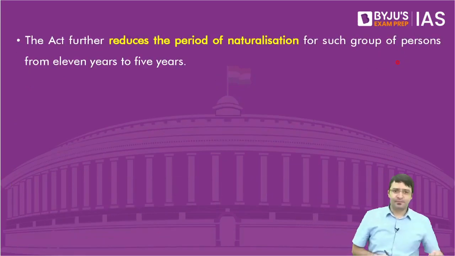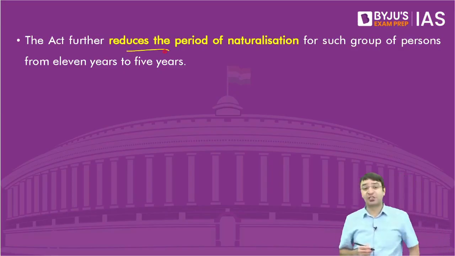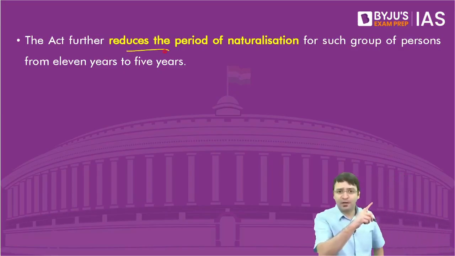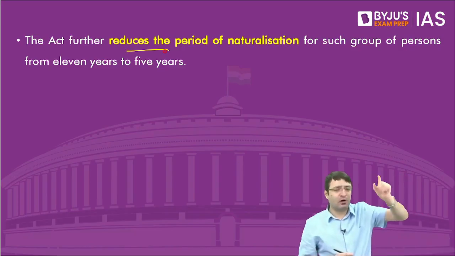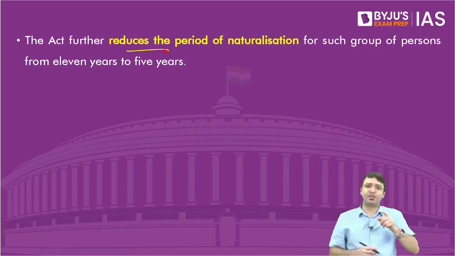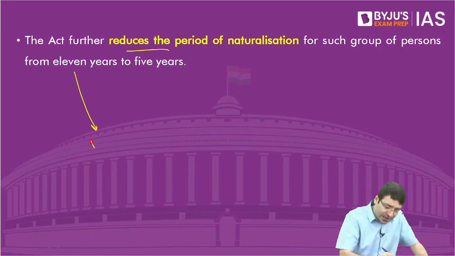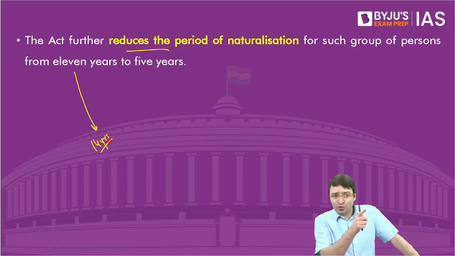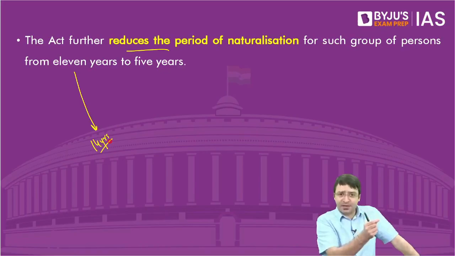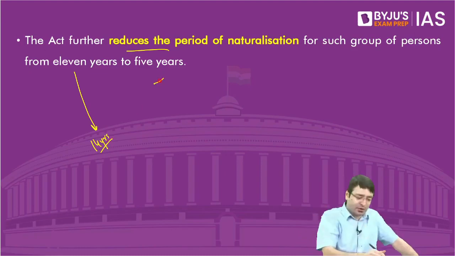Apart from this, as I said, this act further reduces the period of naturalization for such groups. That means not for all. If there is an individual from Germany or Switzerland or from US and you want to become citizen of India through naturalization, you have to stay in India for 11 of the previous 14 years. But only for those who come from Pakistan, Afghanistan, Bangladesh, that too before or on 31st December 2014, for you, the period is reduced to 5 years.